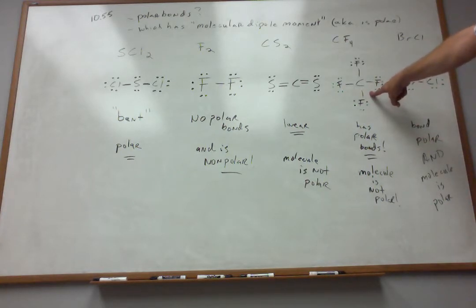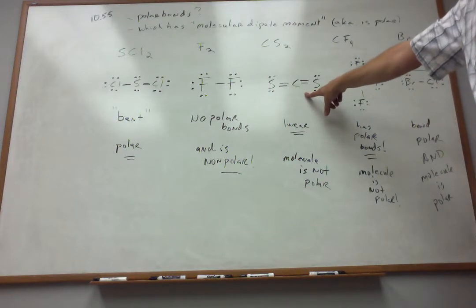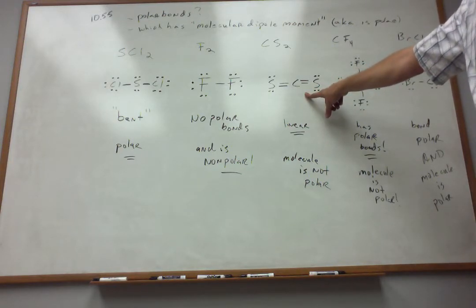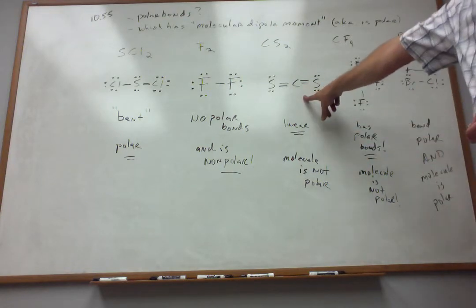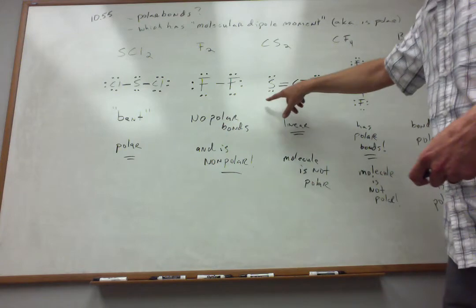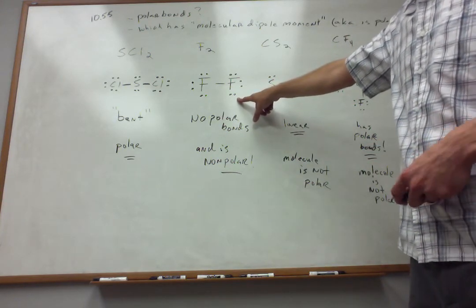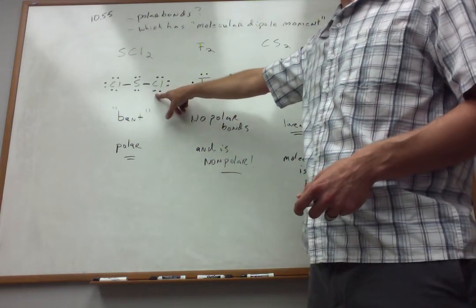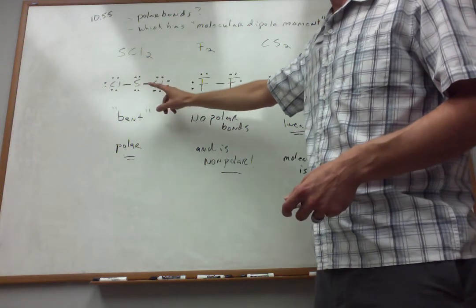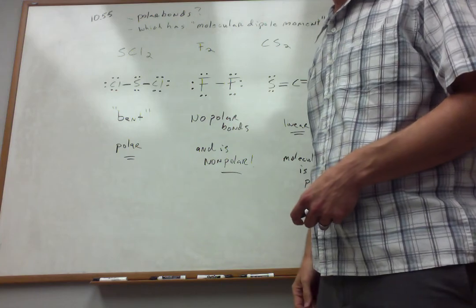This molecule, CF4, has polar bonds, but the molecule is non-polar. This molecule has slightly polar bonds, but the molecule is not polar because the bond dipole vectors cancel each other out. There's no net molecular dipole moment. This has no polar bonds, and the molecule is not polar. And this one has polar bonds, and because the molecule is bent, not linear as drawn, but bent, the molecule is also polar because the bond dipole vectors do not cancel.